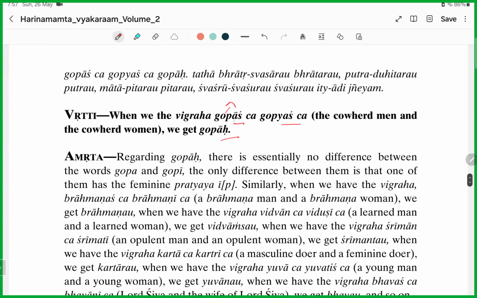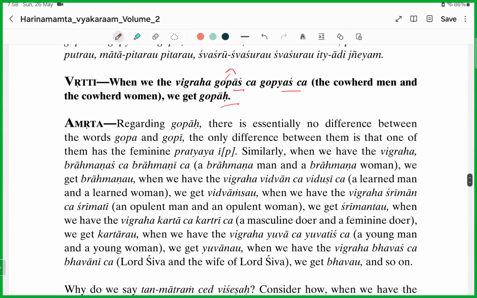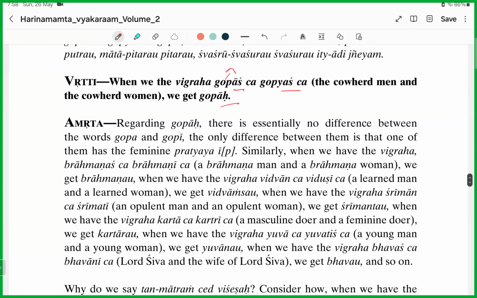Yeah, this comes up a lot in Bhagavatam. Like I was reading recently in the 10th canto, it was written Gopa, but it was referring to the gopis even by this word. So this Ekashesha is used. Regarding Gopa, there is essentially no difference between the words Gopa and Gopi. The only difference is that one has the feminine pratyaya ip. The root is the same.